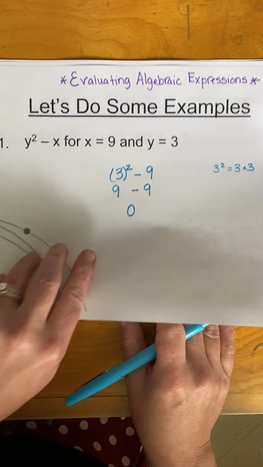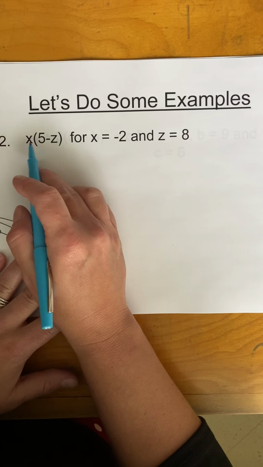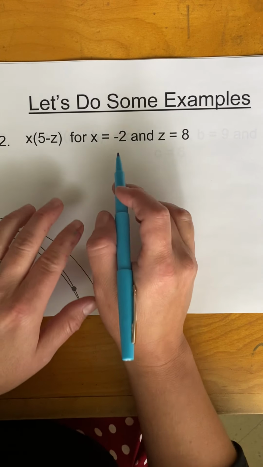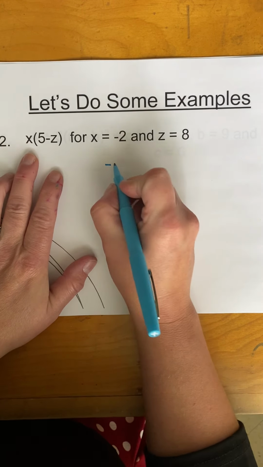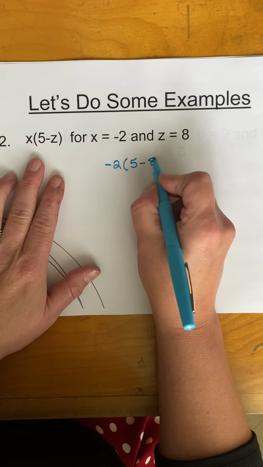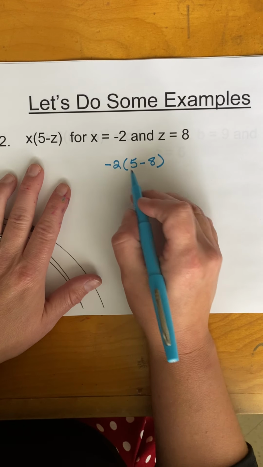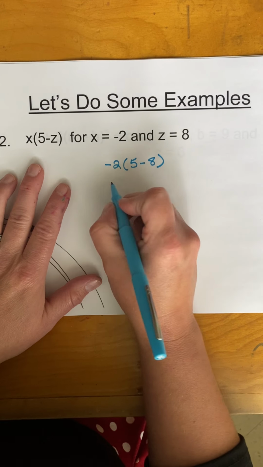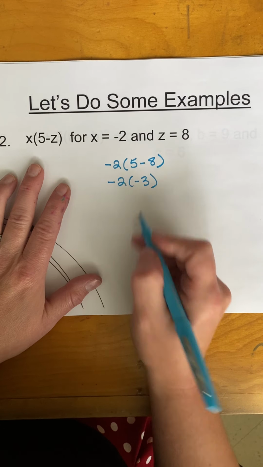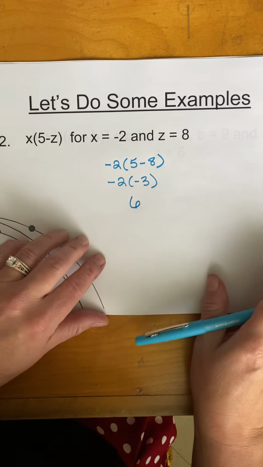Let's look at another one. All right, this time we have x and then parentheses, so that's multiplication, times 5 minus z. So let's plug in a -2 for x and an 8 for z. All right, please excuse my dear Aunt Sally, our parentheses or grouping symbols are first, so I'm going to do 5 minus 8. 5 minus 8 is -3. And then we'll use multiplication. A negative times a negative is a positive, and 2 times 3 is 6.